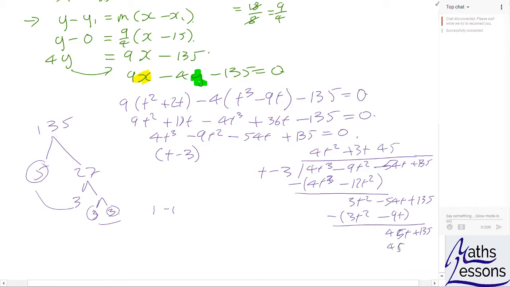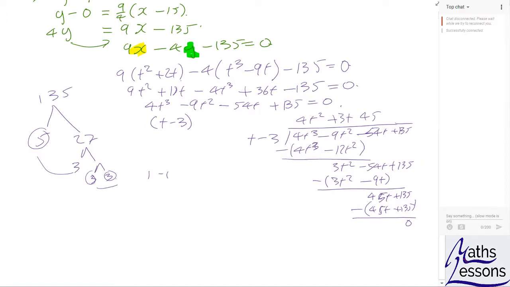45t, hopefully it's going to come to 0. 45 times 3 gives me 135, so that cancels out to 0. So that shows it as a factor. So I can now write (t minus 3)(4t squared plus 3t plus 45) equals 0. And now I can factorise this.